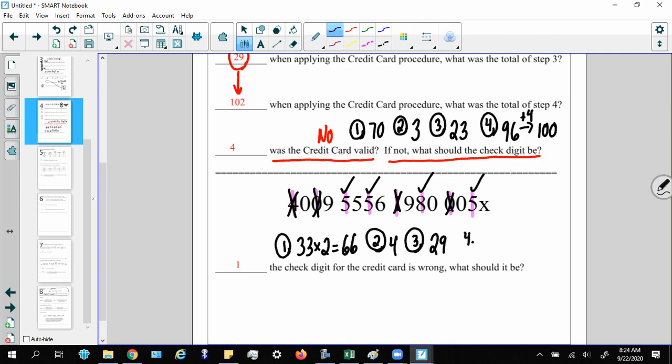So when I do step four, 66 plus 4 plus 29 gives me 99. Okay, since I have an X, there's my X. I can just add up plus 1. So my check digit should have been 1.